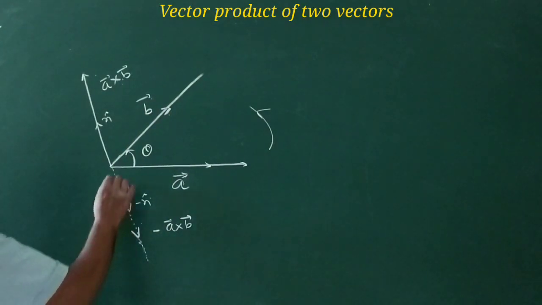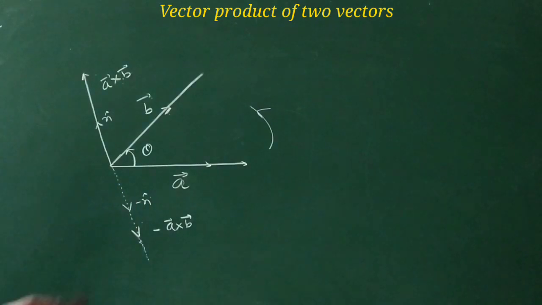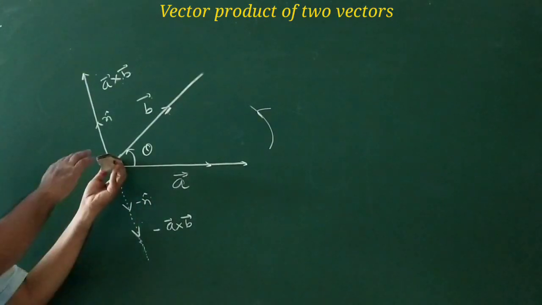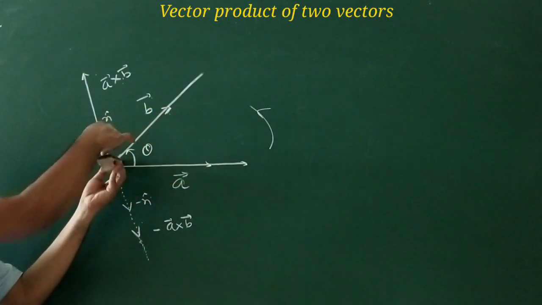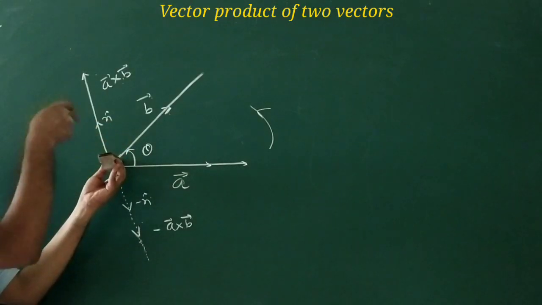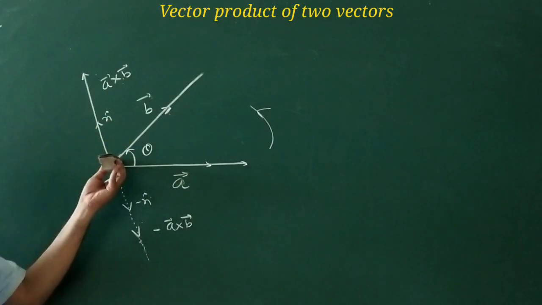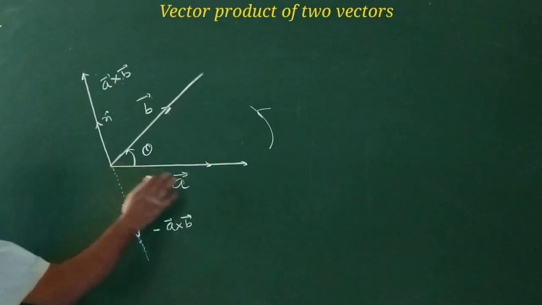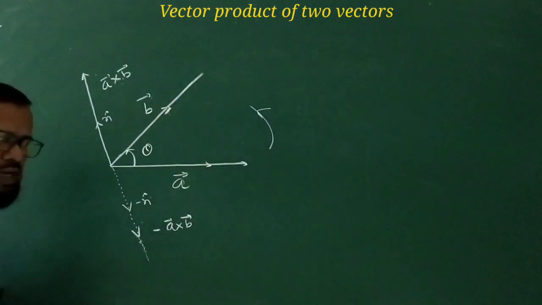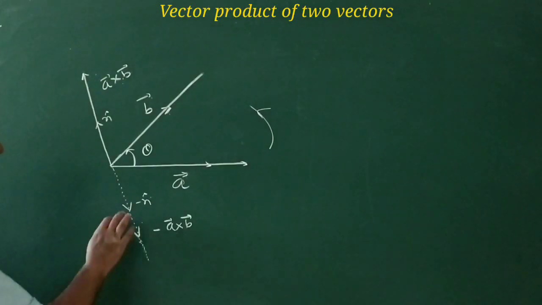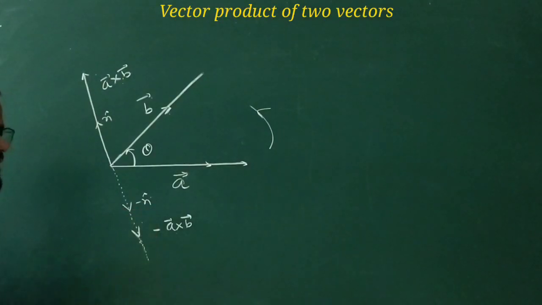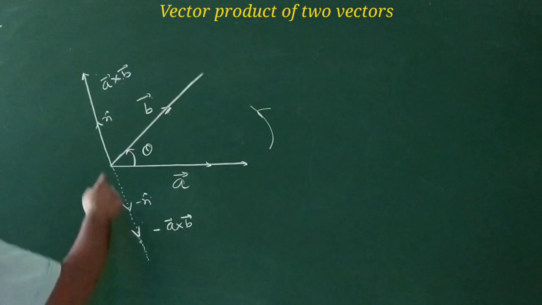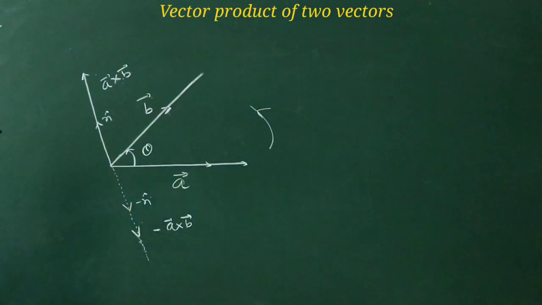And in the opposite direction, there is a vector perpendicular to A and B, and it is called minus A cross B, which is also perpendicular to the A vector and the B vector. And along that direction, the unit vector is minus n cap. If it is n cap, it will be minus n cap.